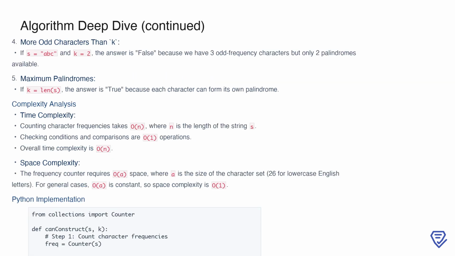Another important edge case occurs when the number of odd frequency characters exceeds k. For instance, if the string s is abc and k equals 2, it's impossible to distribute the three odd frequency characters into just two palindromes, so the answer is false. On the other hand, if k equals the length of the string, each character can form its own palindrome, making the answer true. The algorithm is designed to handle such scenarios efficiently. In terms of complexity, counting character frequencies is O(n), since we iterate through the string once, and our comparisons are constant time operations.